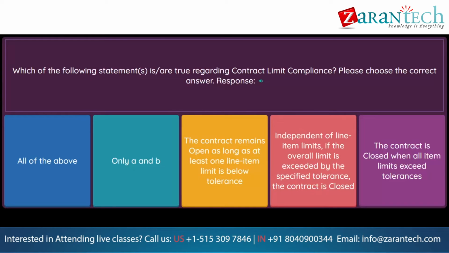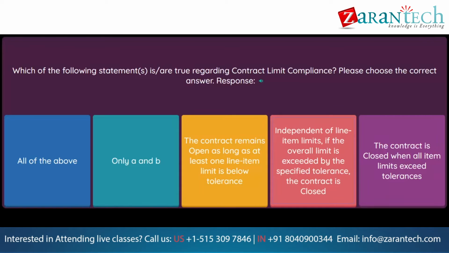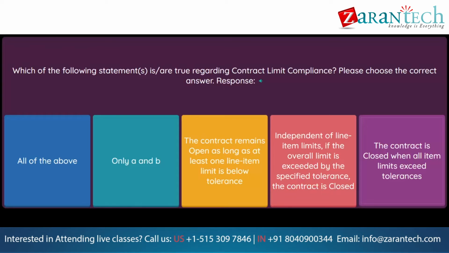Question: which of the following statement(s) is/are true regarding contract limit compliance? Please choose the correct answer. Response: Option 1, all of the above. Option 2, only A and B. Option 3, the contract remains open as long as at least one line item limit is below tolerance. Option 4, independent of line item limits, if the overall limit is exceeded by the specified tolerance, the contract is closed. Option 5, the contract is closed when all item limits exceed tolerances.